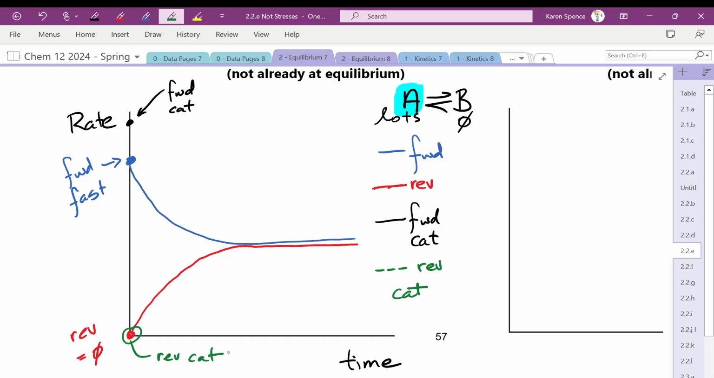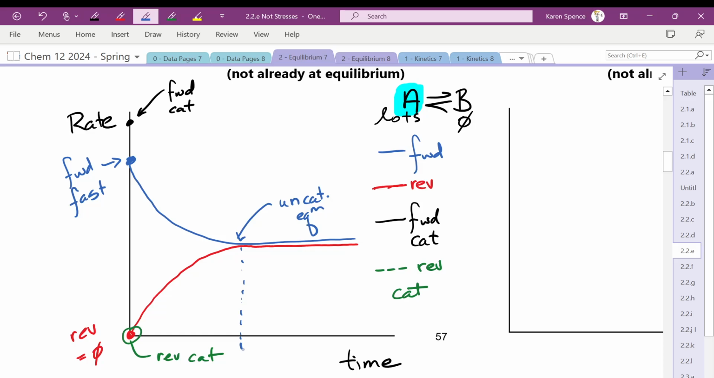Now, what should those two lines do? What shape should they be compared to our original without the catalyst? It should reach equilibrium faster. So here we have uncatalyzed equilibrium, yes? And that's at this time here. So we should reach equilibrium faster.